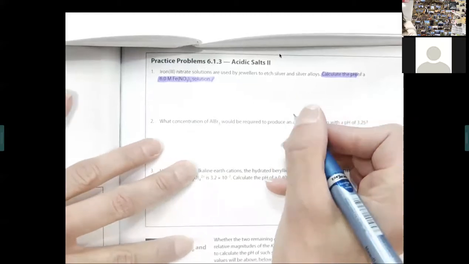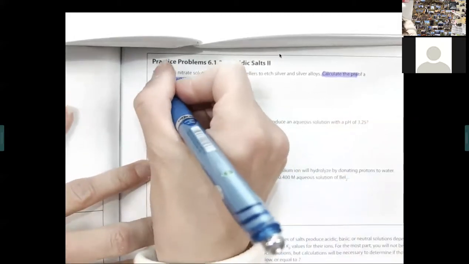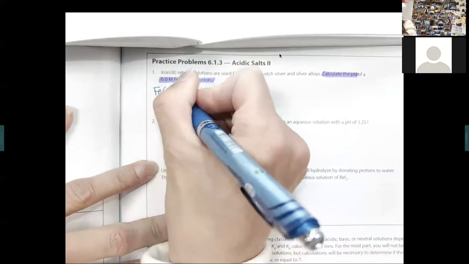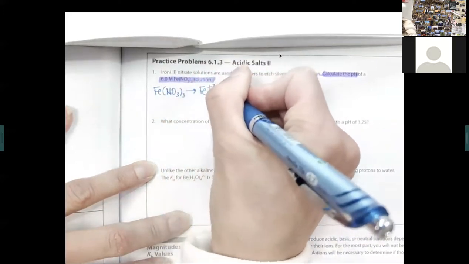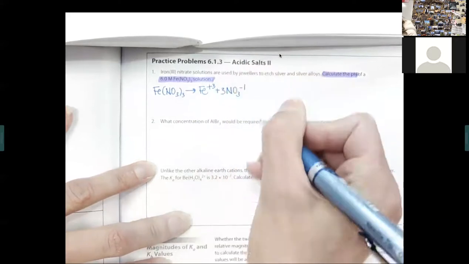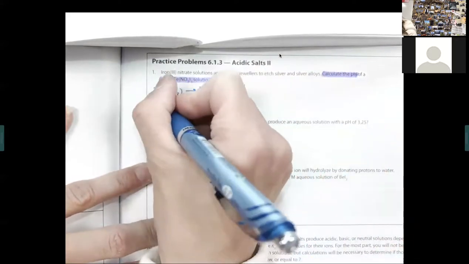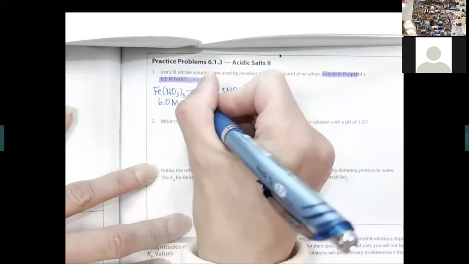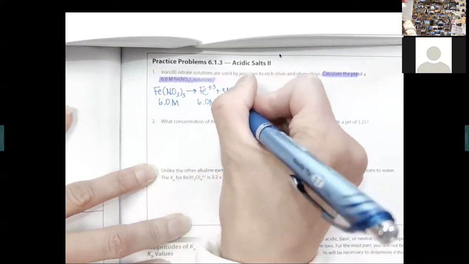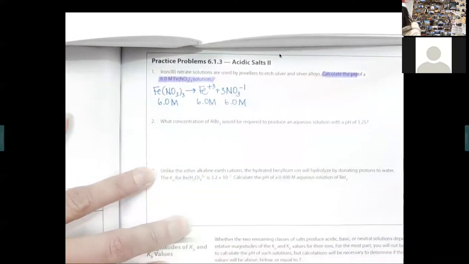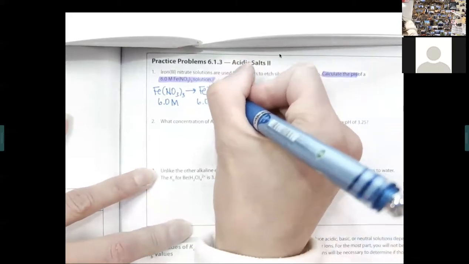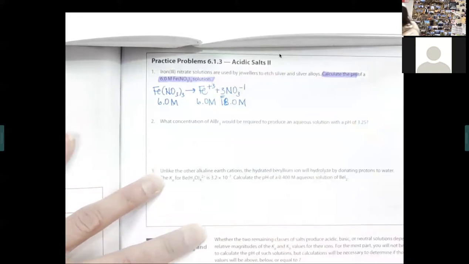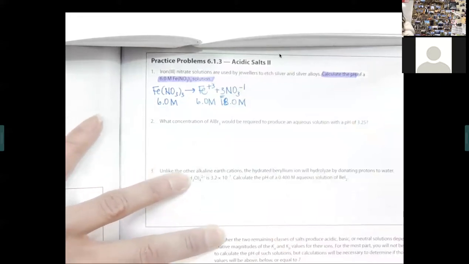So what we should do is write out the dissociation equation for this iron 3 nitrate, which is going to be an iron 3 ion and 3 nitrate ions. The concentration of the solution is 6 molar, which means the concentration of the Fe+3 and the NO3-1 are both 6 molar. This is 18, my bad, because there's a 3 in front of it. So you want to multiply the 3 times 6 to give you 18 molar.